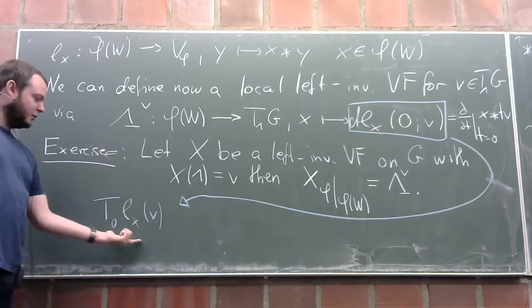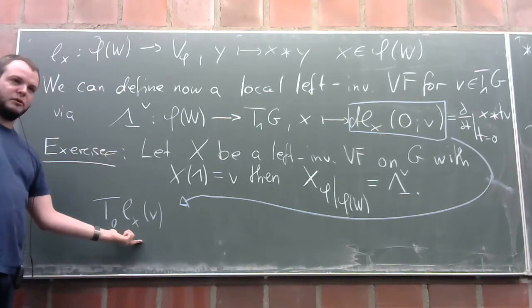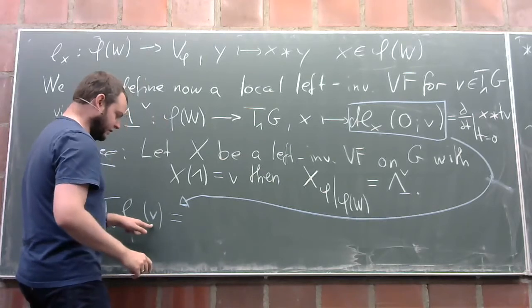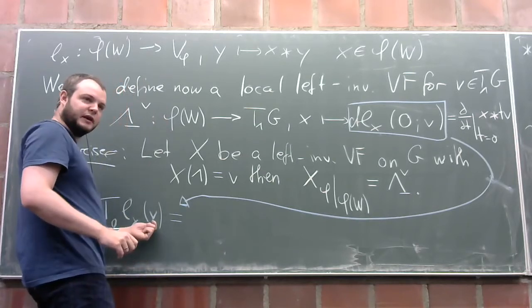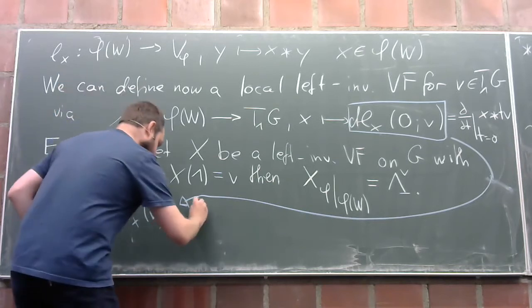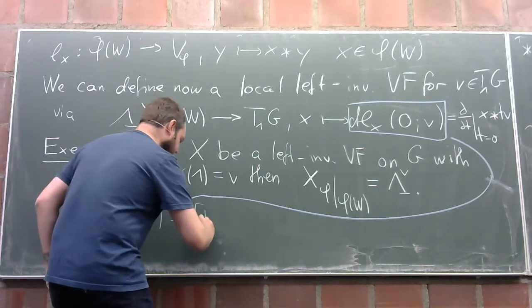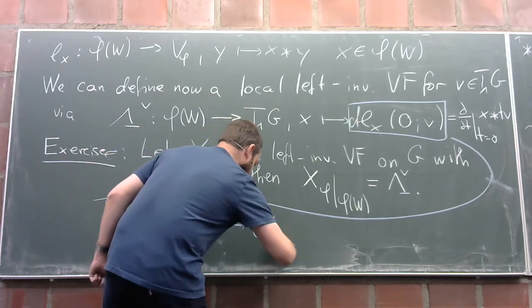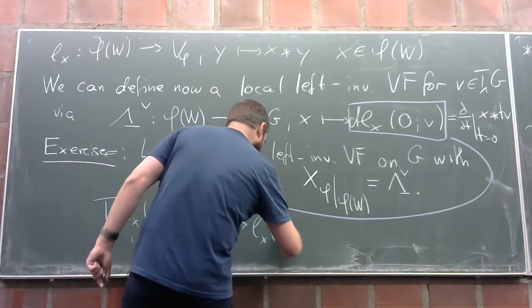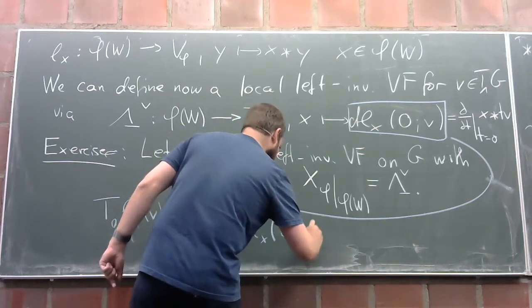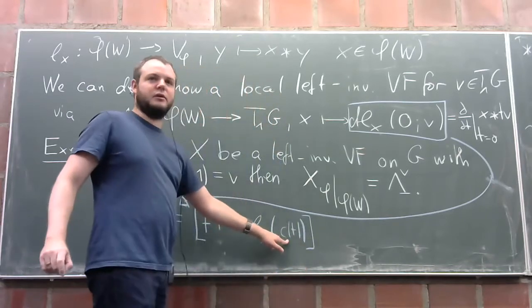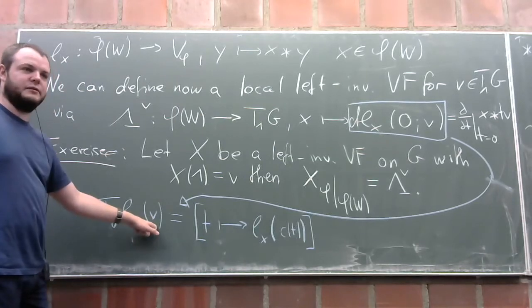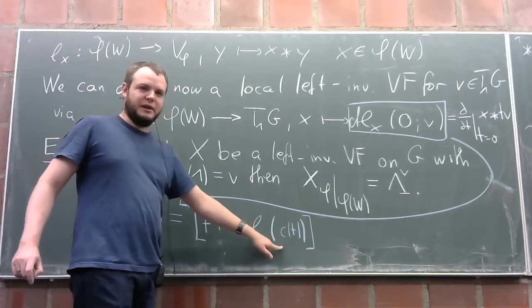The reason is because we already know how to compute these tangent mappings. What I need to do to compute a tangent mapping, I need to take a path or a curve representing this tangent vector, and then I need to apply the Lx to a curve. Let me just write C of T, where the C of T is a curve which at T equal to 0 is 0, and whose derivative is V. And this is actually much more complicated than need be.